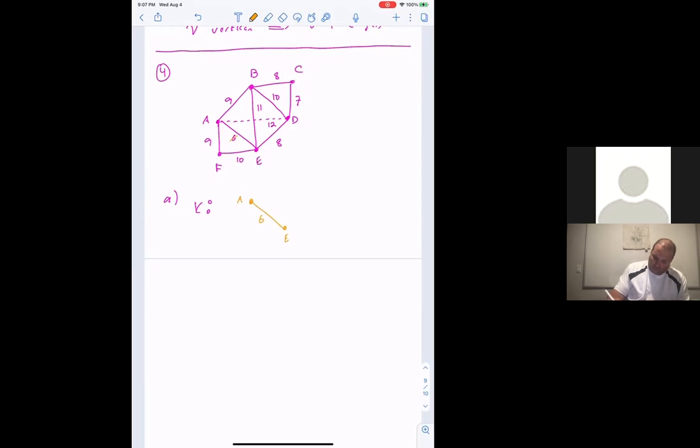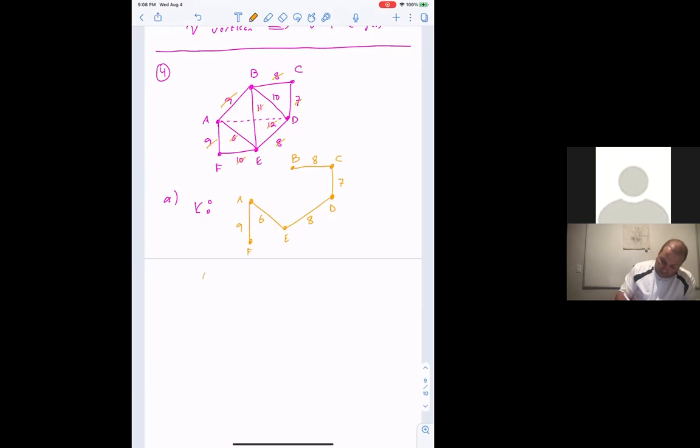I also have a 7. So up here, C to D is a 7. I have a couple 8s. I have D to E is an 8, and I have BC is an 8. AB would be a cycle, so I'm not going to include that one. AD would be a cycle. I'm not going to include it. BE would be a cycle. I'm not going to include it. AF would not be a cycle, so I will include it, but FE will be a cycle, so I will not include it. I forgot to list the order.